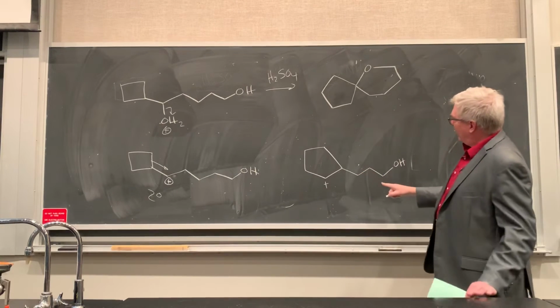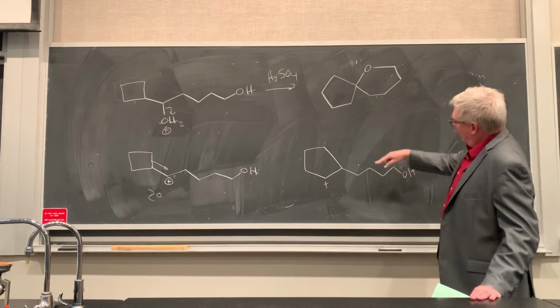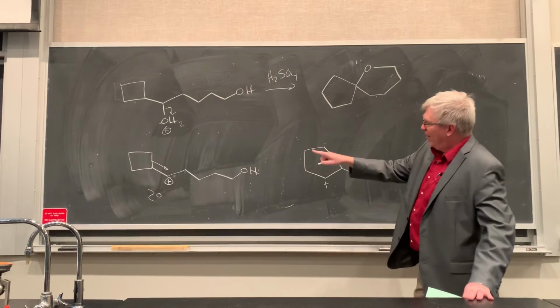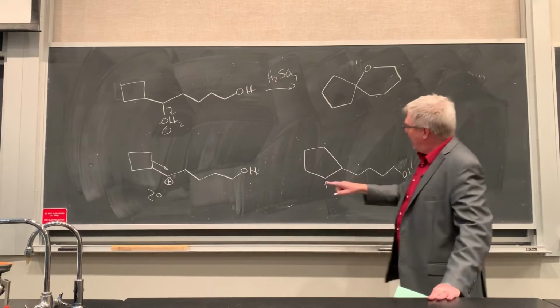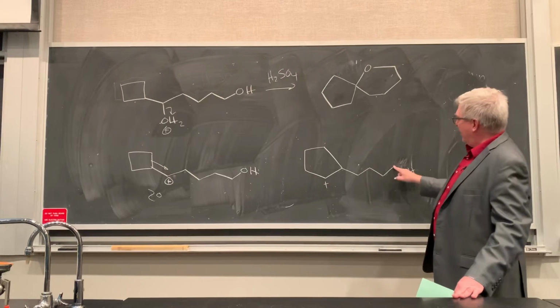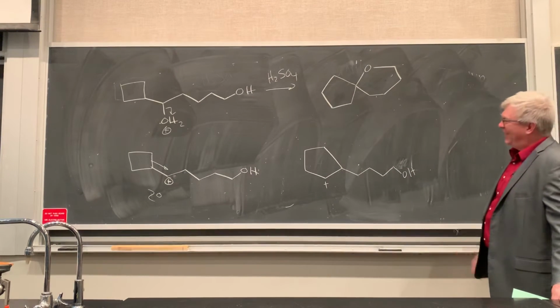So I think we got the same number of carbons here. Oh, no. We may have flipped the orientation of that over a little bit. So what we had: 4, 5, 6, 7, 8, 9 carbons. So here's 4, 5, 6, 7, 8, 9. Yeah, I think we're okay there. Does that look right? I think so.